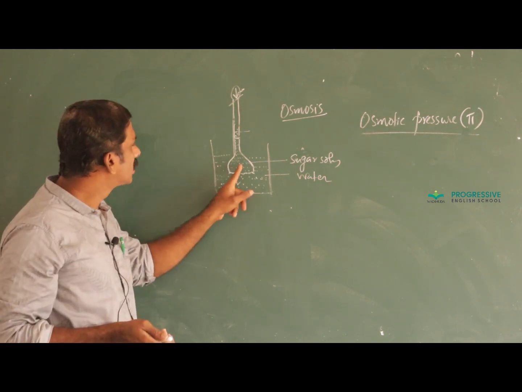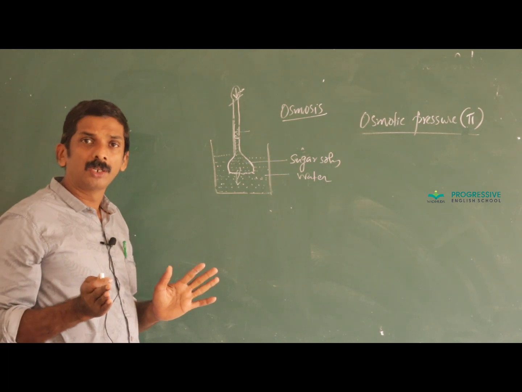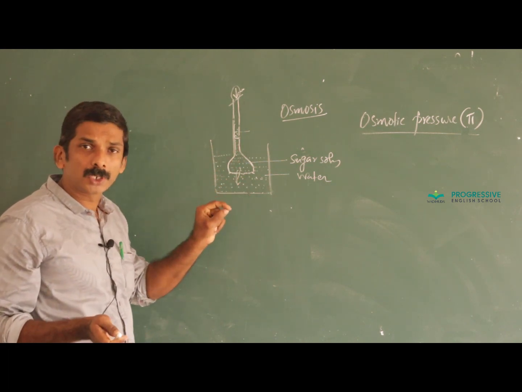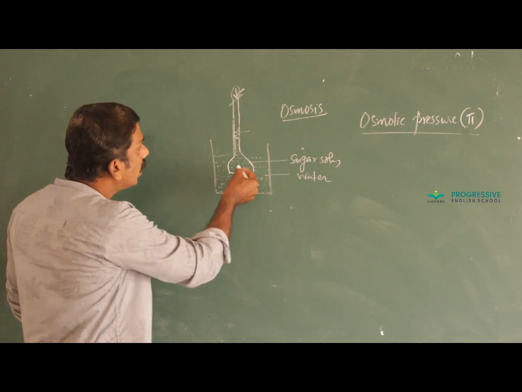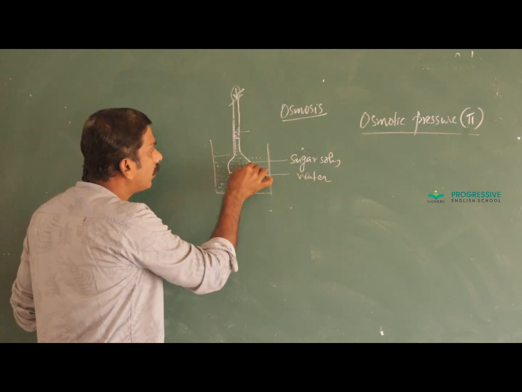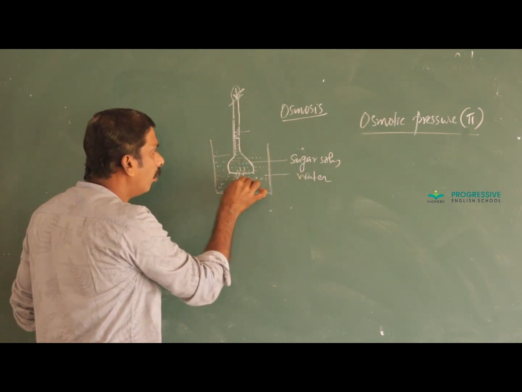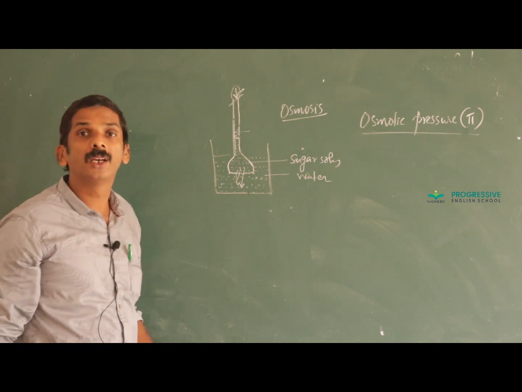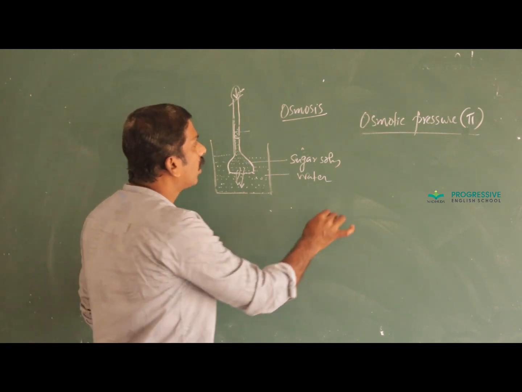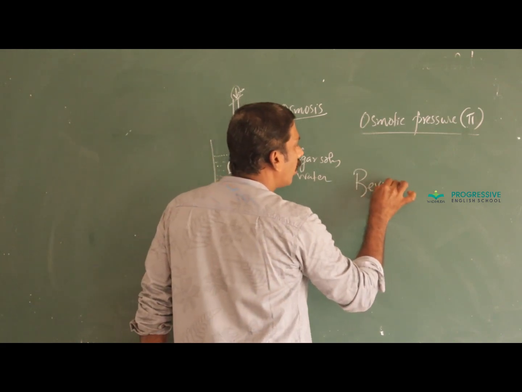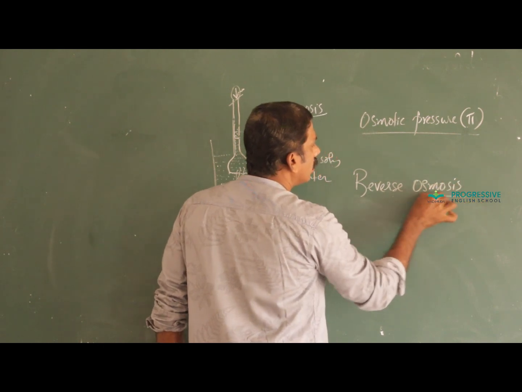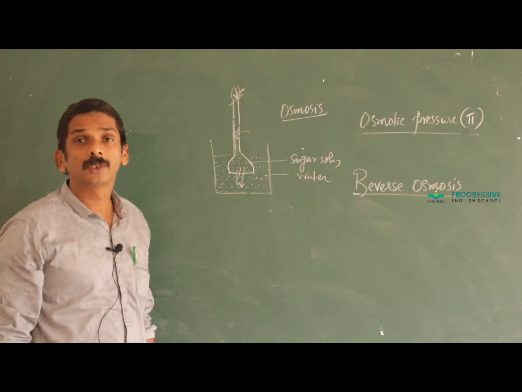You know, in the thistle funnel, it is sugar solution, sugar plus water. And if a pressure greater than osmotic pressure is applied, pure solvent, that is water, from the thistle funnel moves to the beaker. Okay, that process is called reverse osmosis.